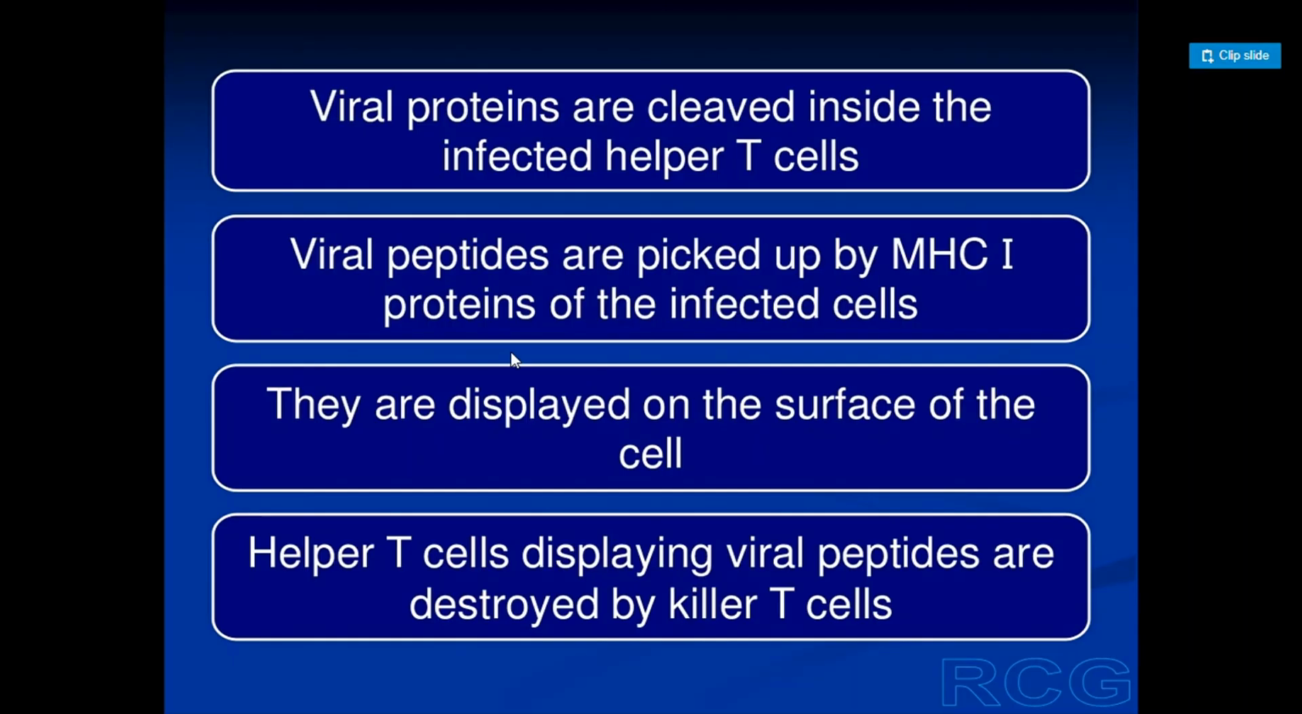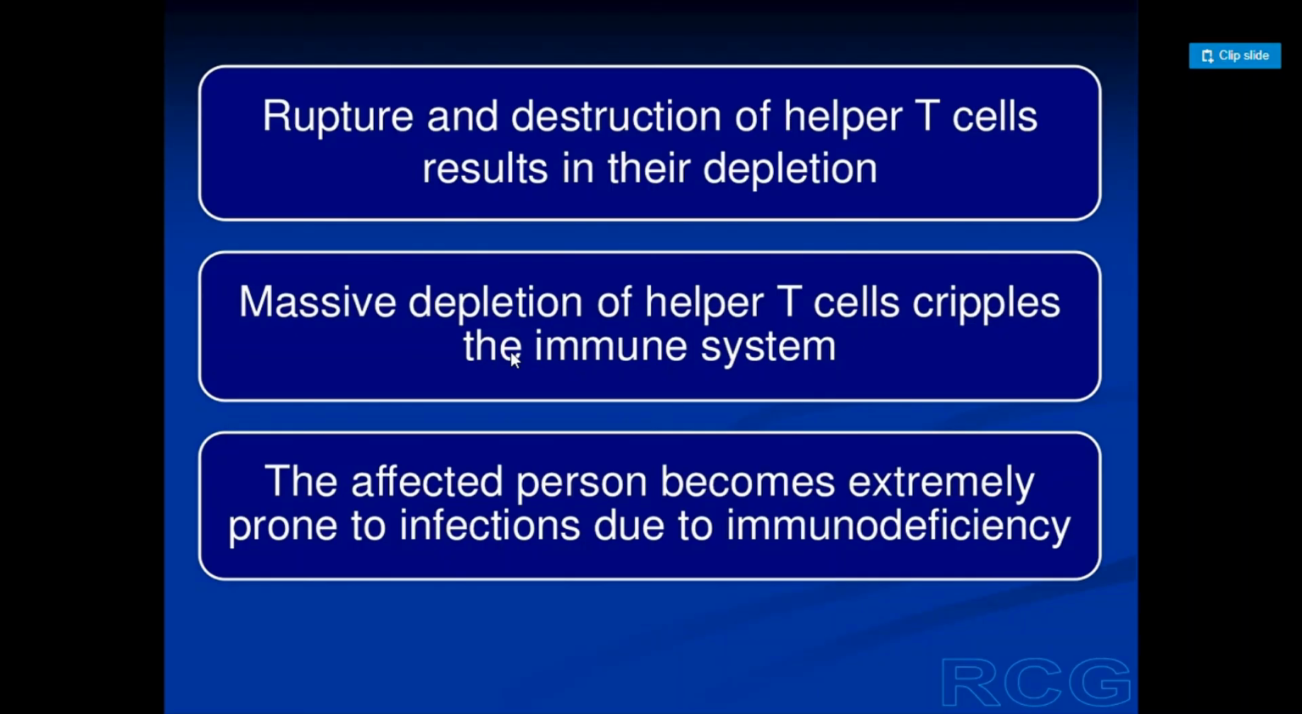The viral proteins are cleaved inside the infected helper T cells, and these peptides are picked up by the MHC class I proteins of the infected cells and displayed on the surface of the cell. The helper T cells displaying the viral peptides are destroyed by the killer T cells. The rupture and destruction of the helper T cells result in their depletion.